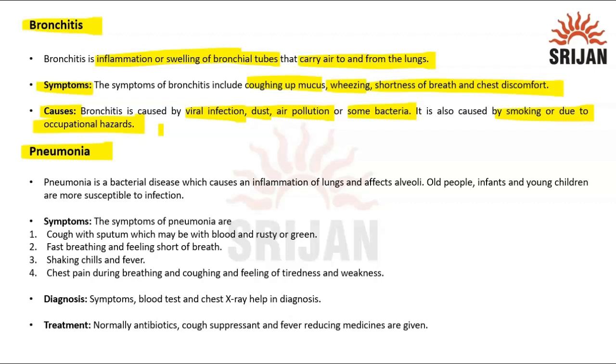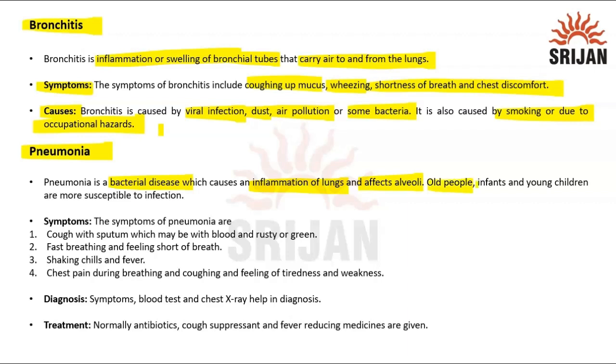Now if I talk about pneumonia, it is a bacterial disease, meaning it is caused by bacteria. Okay, if I give you one example, it is Streptococcus pneumoniae, which is one of the bacteria that can cause pneumonia. And what does it lead to? It leads to the inflammation of the lungs and affects the alveoli. Now, before this, the diseases that we talked about affect parts other than the lungs, but this particular disease affects the lungs.